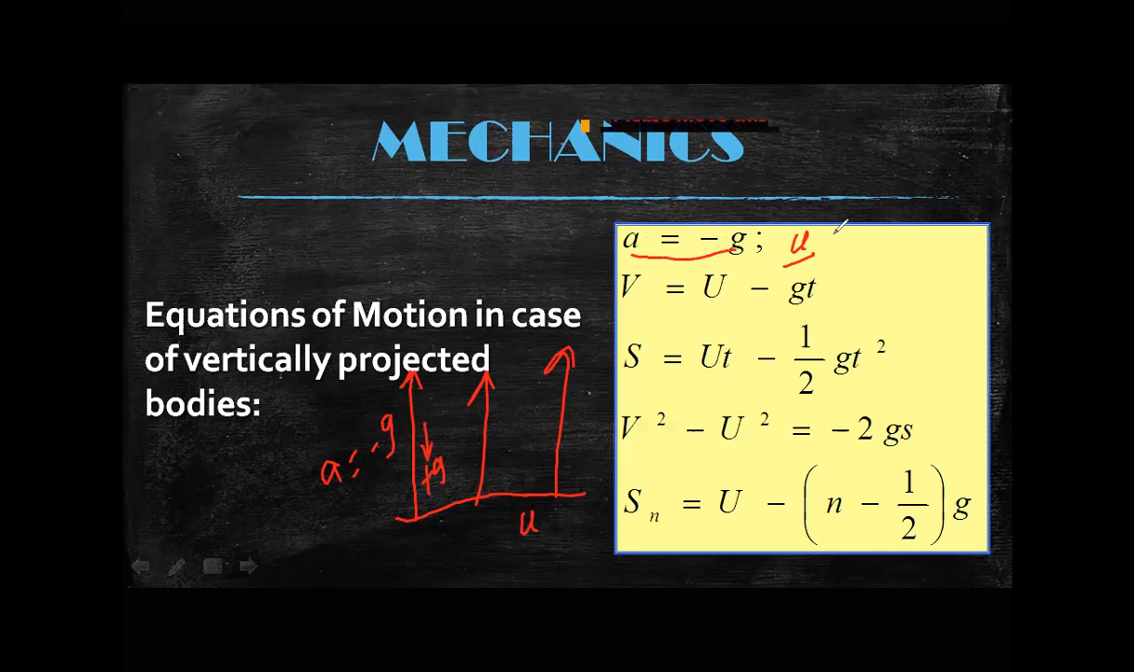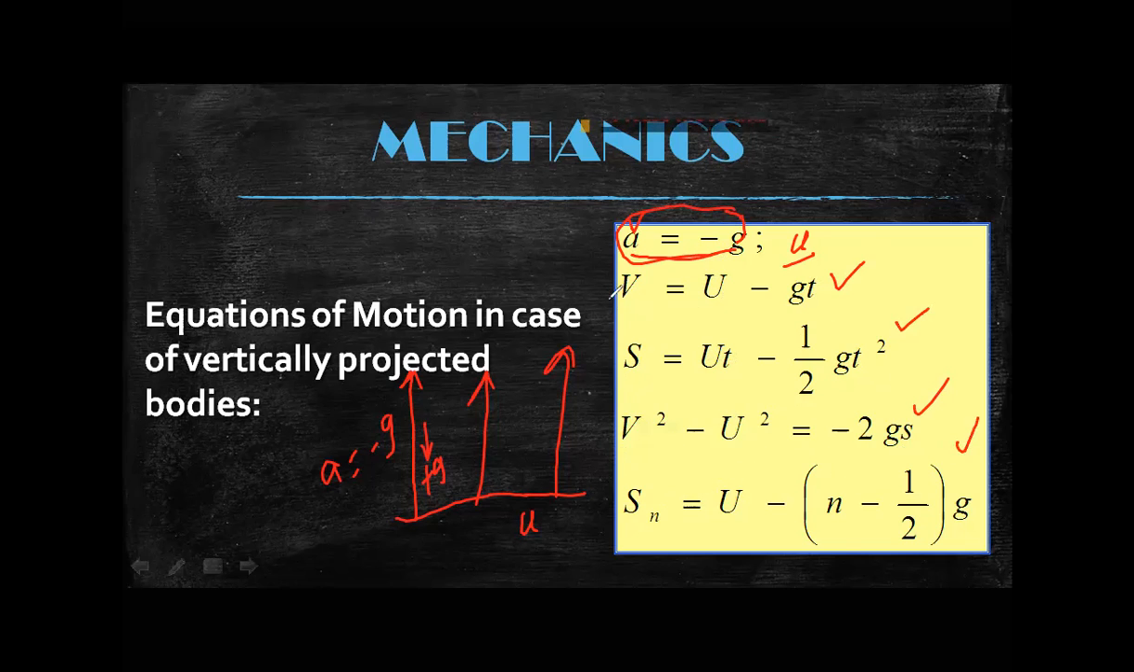Now, when I substitute a equal to minus g, all four equations become like this. v is equal to u minus gt. s is equal to ut minus half gt square. v square minus u square equals minus 2gs. Sn equals u minus half into g into (2n minus 1).